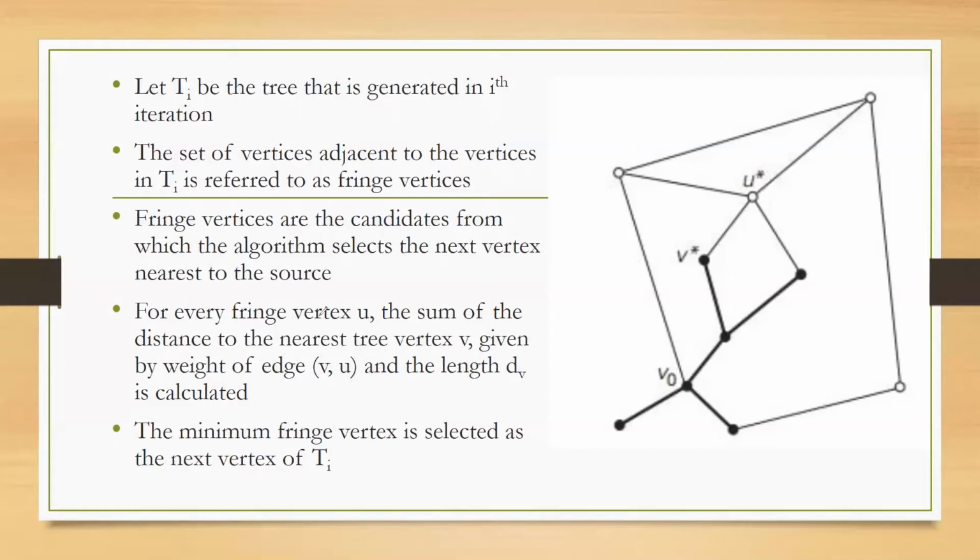For every fringe vertex u, the sum of the distance to the nearest tree vertex v, given by the weight of the edge (v, u), and the length d_v is calculated. To make you understand this, there are some points I have to tell.